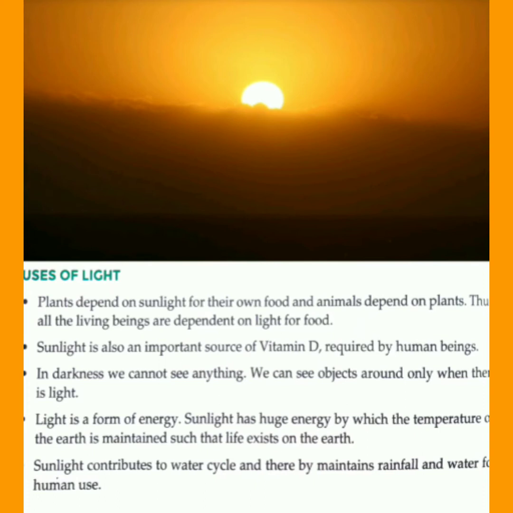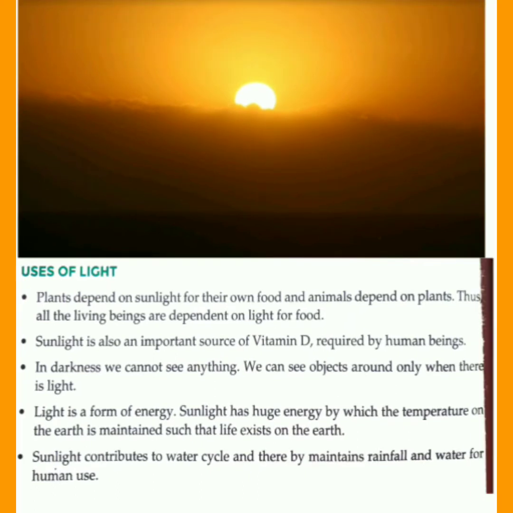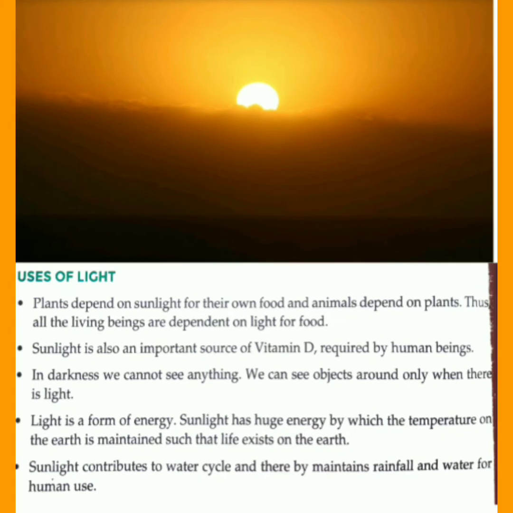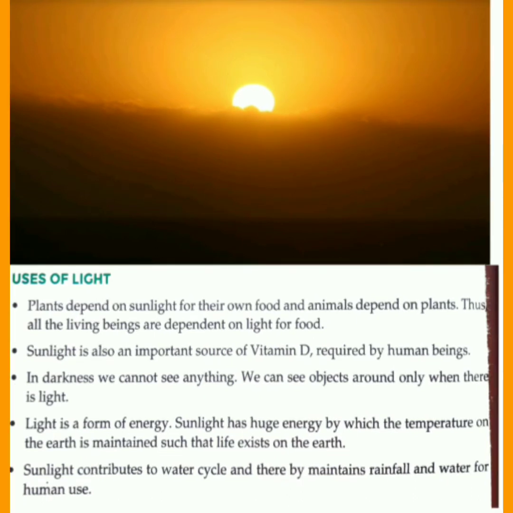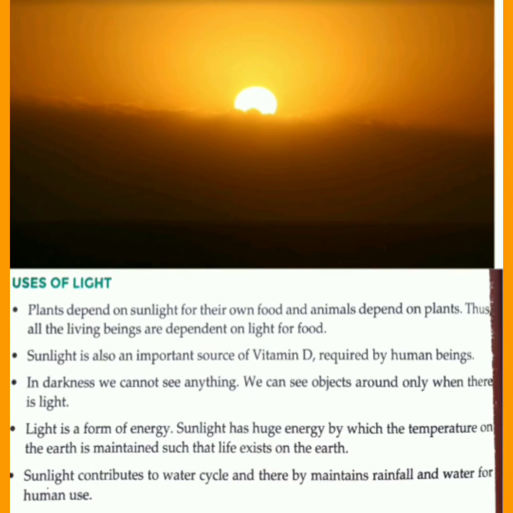Herbivores depend on plants for their food. Carnivores depend on herbivores for their food. And omnivores are the animals who depend on plants as well as other animals for their food. So from here you can understand all living creatures on earth depend on others, but the main source is plants. And for the growth of the plant, sunlight is very essential. So directly or indirectly, all the living beings are dependent on light for food.